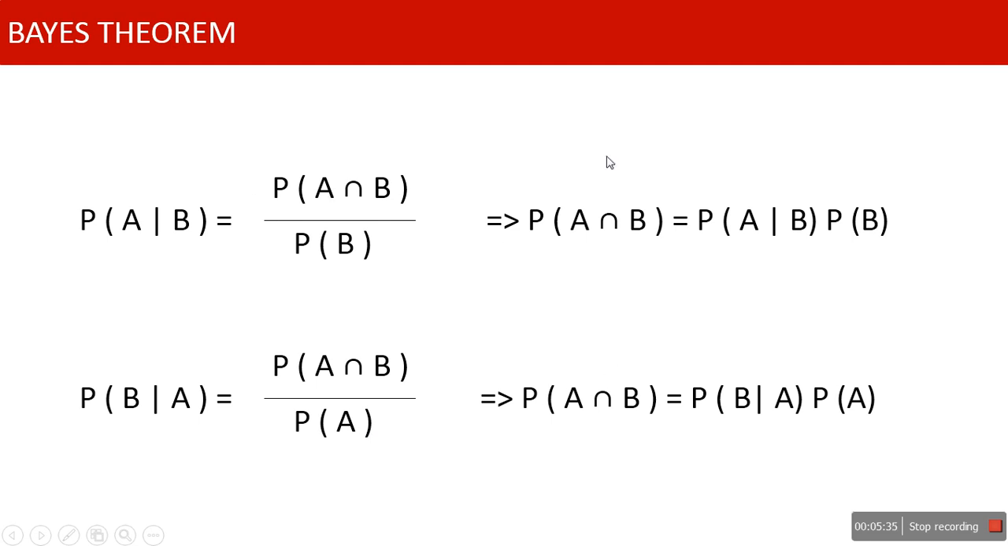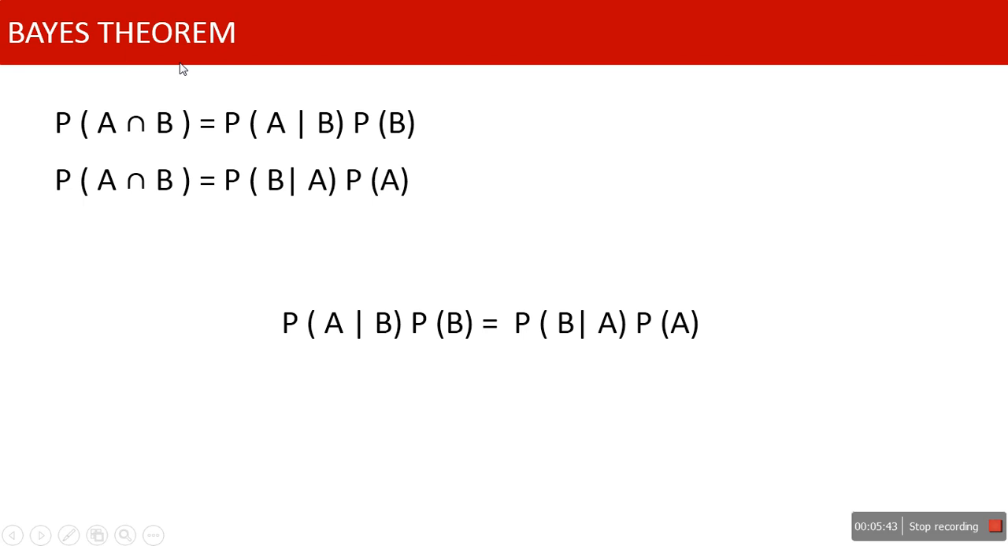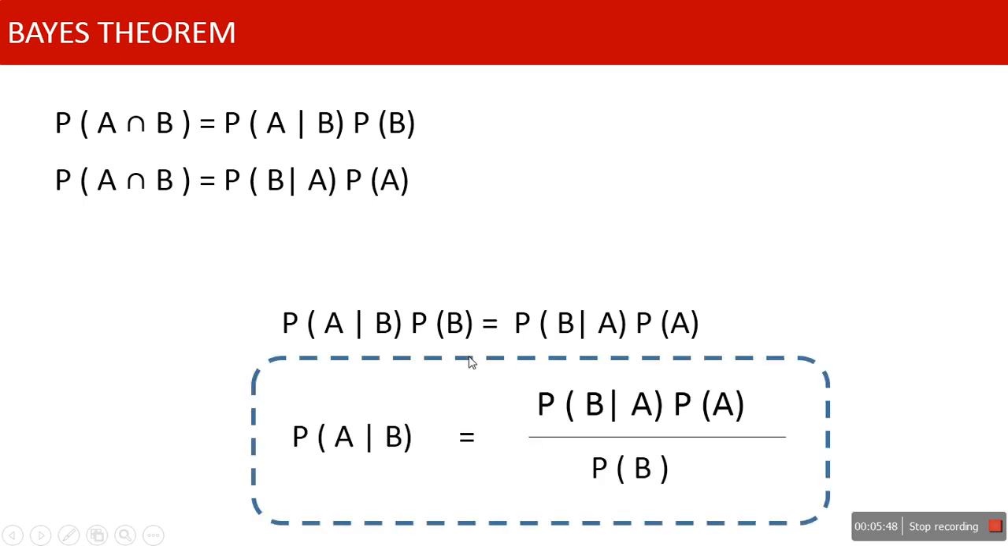From here we got this one, and from here we got this one, and from these two equations you can see that the left hand side is equal. So we can put these two entities equal to each other, and from here we are deriving Bayes theorem. This theorem says that if you have knowledge about A to B, you can compute the probability of B given A. So using this formula you can compute the reverse relationship.